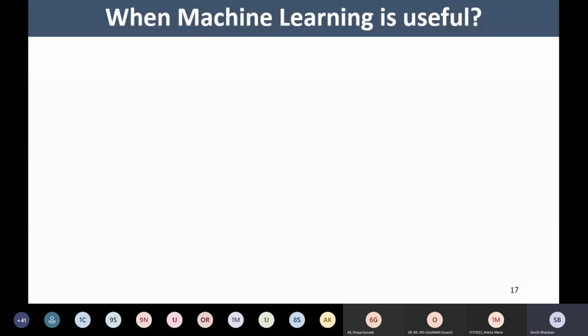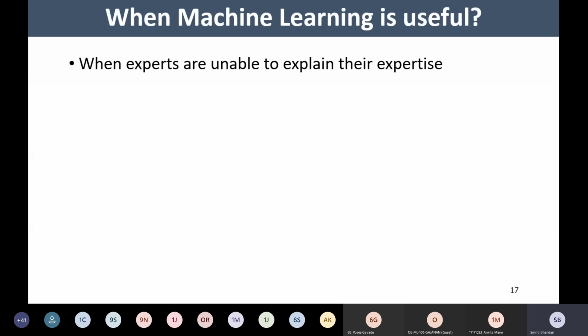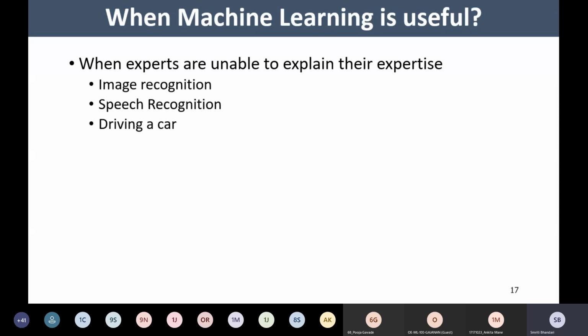But as against this, consider cases where the experts are not able to explain their expertise. What I mean by that? When experts are not able to explain their expertise, then we should opt for machine learning. So what do we mean by that? Let me give you a few examples.